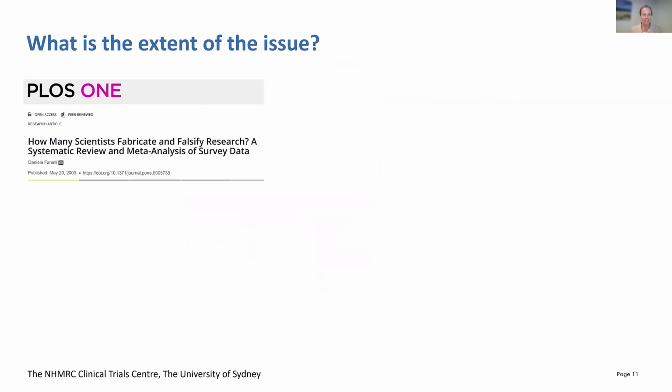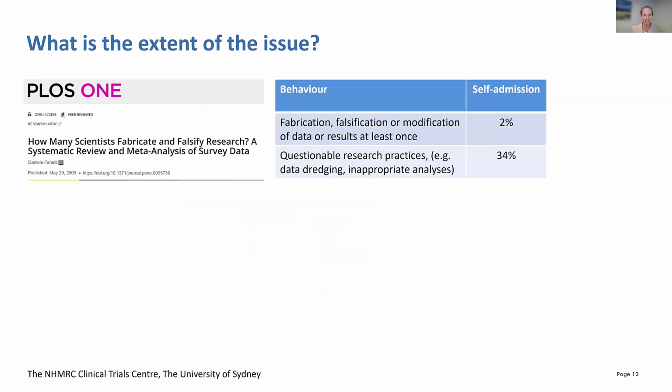And it's not just media hype. When you actually ask the researchers themselves about misconduct, this meta-analysis of 21 different surveys found that 2% of scientists admitted to having fabricated or falsified data at least once, and 34% admitted to engaging in questionable research practices. So this is things like data dredging, conducting inappropriate analyses, and so on. And it gets worse. When asked about the behaviour of their colleagues, these estimates increased to 14% and 72% respectively. And these are likely underestimates.